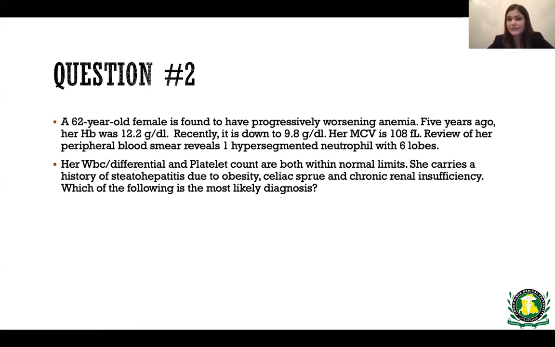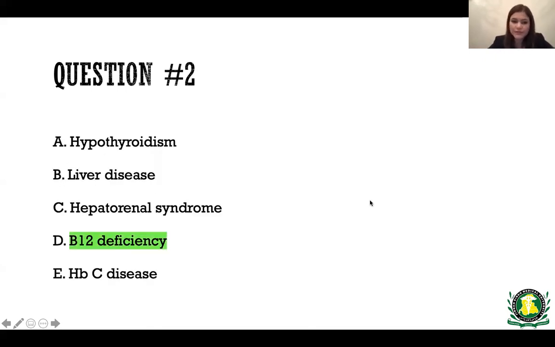So celiac disease causes malabsorption of nutrients that you need to keep an eye out on. B12 is one of the nutrients that are malabsorbed in celiac disease and celiac sprue. And with this nutritional deficiency, which is already hinted by hypersegmentation, our answer is B12 deficiency.